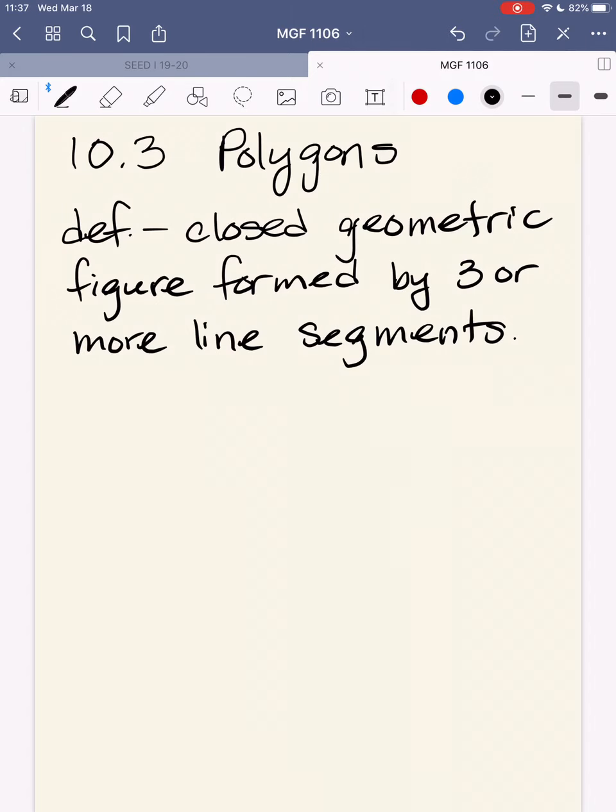10.3 is polygons. So just so it's in your book and everything, polygons are just closed geometric figures formed by three or more line segments. So a triangle, a square, and so on and so forth. And there's illustrations of what polygons are. You'll notice a square or rectangle is referred to as a quadrilateral, but we of course think of those as rectangles or squares. And we want to go ahead and look at a couple of them.